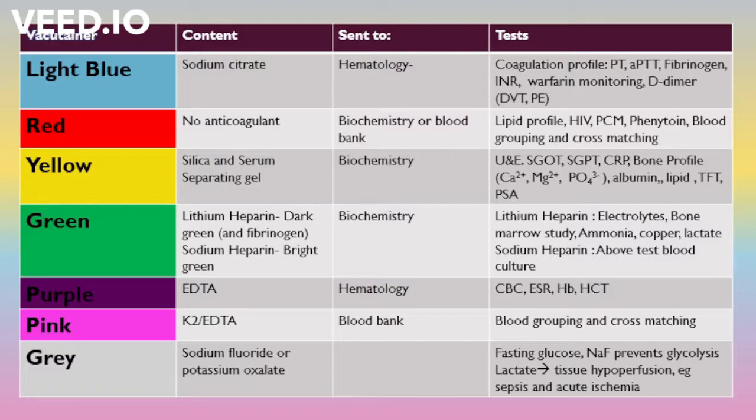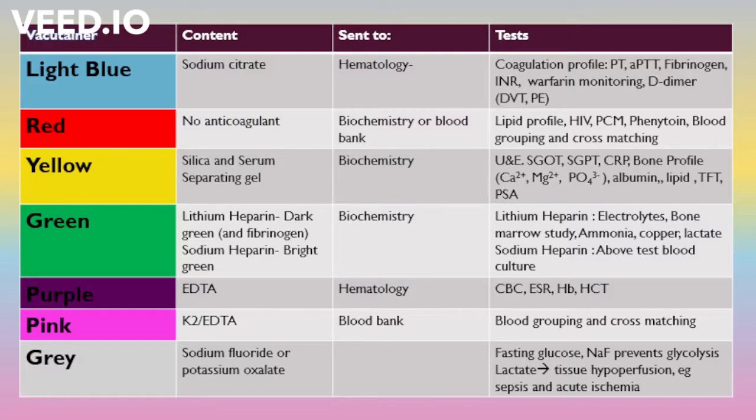The one that is a favorite amongst most students is the purple one, because it's the easiest according to me. It contains EDTA, it is for hematology. Full blood count can be done on it, and in that you can note the level of any type of infection. You can know about the ESR, the hemoglobin, the hematocrit level.